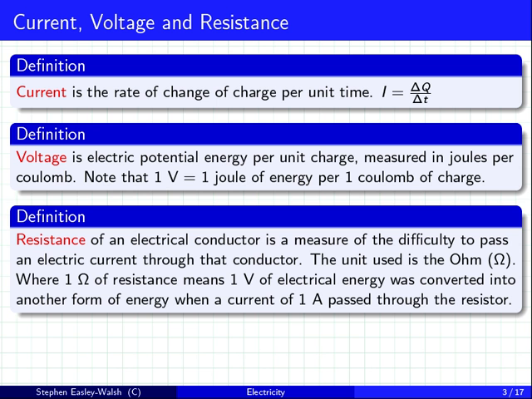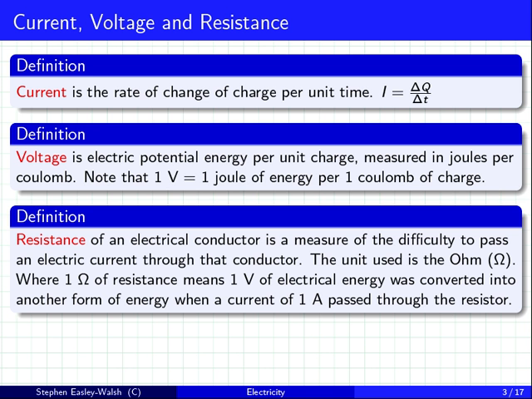So 1 amp. Remember, amp is coulomb per second, okay? So 1 amp means 1 coulomb per second. And remember what 1 volt means? It means 1 joule per coulomb. So if 1 coulomb loses 1 joule, then we say there was 1 ohm of resistance. Why might the coulomb lose its ability to do work?